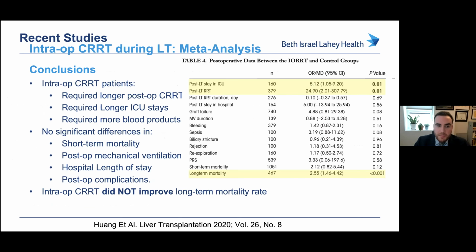The conclusion from this trial was that patients with CRRT required longer post-op renal replacement therapy as well. They required longer ICU stays. They required more blood products intraoperatively, but there was no difference in short-term mortality of these patients, post-op mechanical ventilation, hospital length of stay, and post-operative complications, interestingly enough.